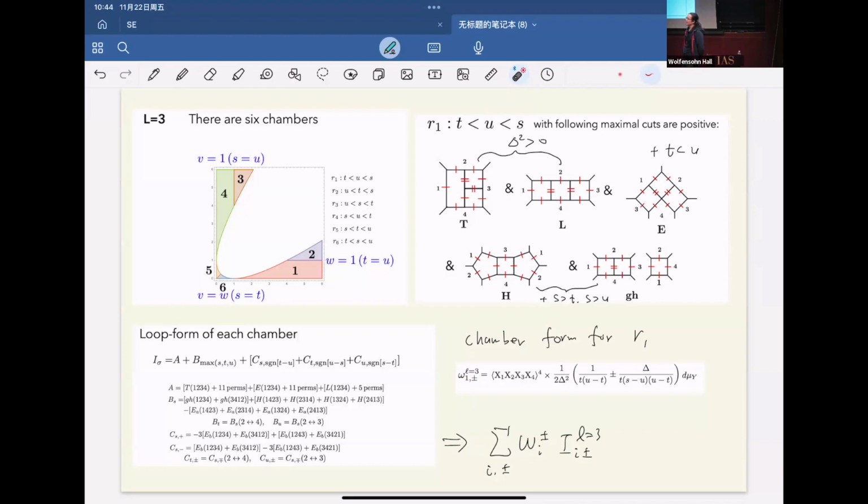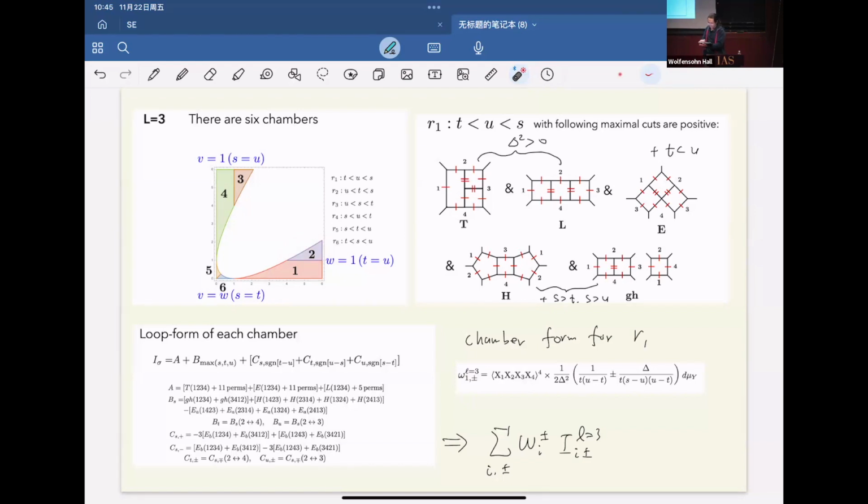The kinematic side is essentially computing these maximal cuts. The kinematic side is just some tree data. So for every loop, for every chamber, you need to compute its own canonical form at tree level. Form some kind of positive geometry. And how do you find all these chambers? You check the positivity of these maximal cuts.